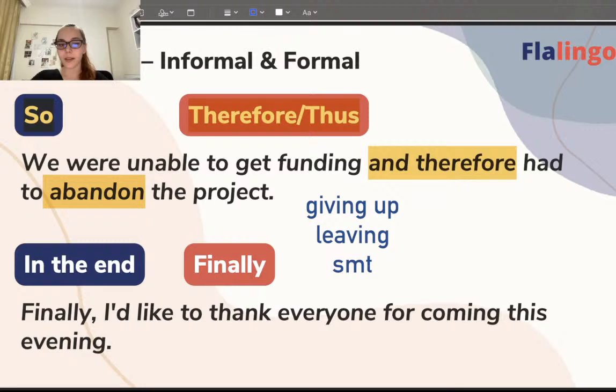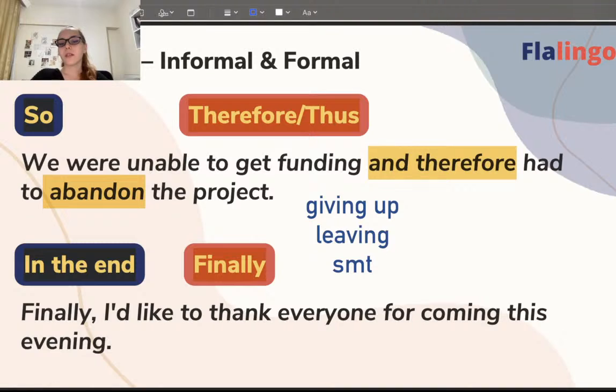Yeah, and therefore I'm not using and so at the same time. Instead, I could have said we were unable to get funding, so we had to abandon the project. But if I want to use therefore or thus, I can use and. This is important as well. Yeah. In the end, or we can say finally. Finally is also formal usage. But most of the time, those two of them actually are acceptable. You can use them alternatively, but this is the meaning.